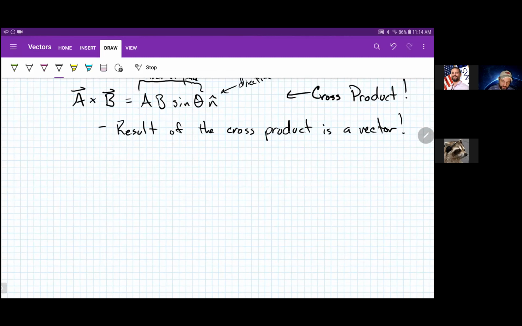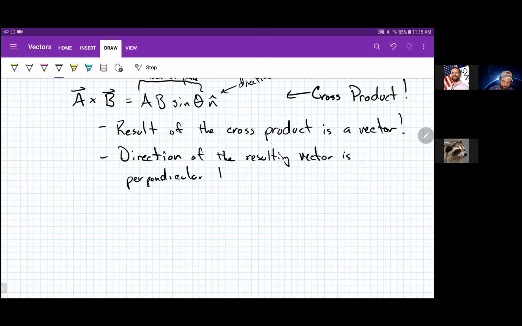And the direction of the resulting vector is perpendicular to the two original vectors, which in this case would be A and B vectors. Okay. So we already talked about that.